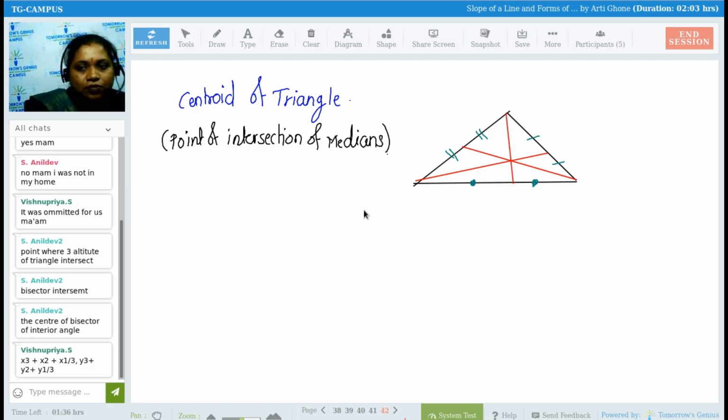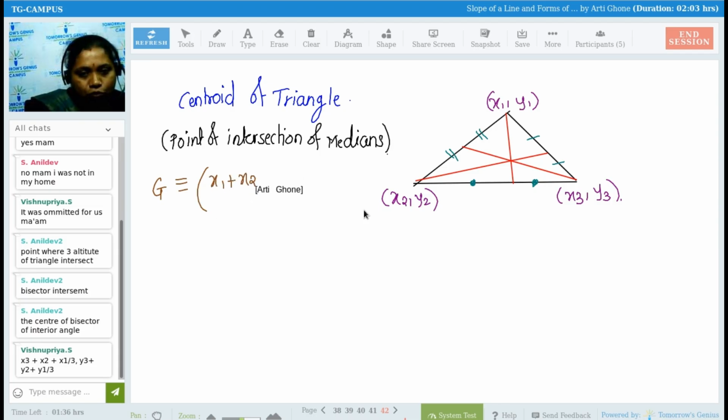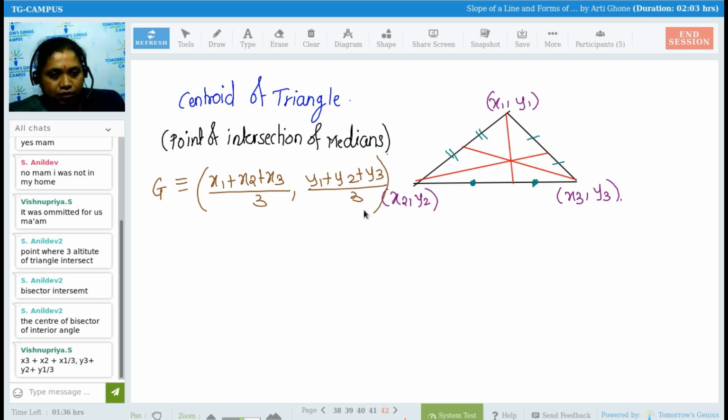Clear? Now if the coordinates of the vertices are x1, y1, x2, y2, very good Vishnupriya, your answer is absolutely correct, and x3, y3, then what is the centroid of the triangle? It is generally denoted by capital G, which is equal to (x1 plus x2 plus x3) divided by 3 and (y1 plus y2 plus y3) divided by 3. Clear? So generally the centroid is this one. Clear?